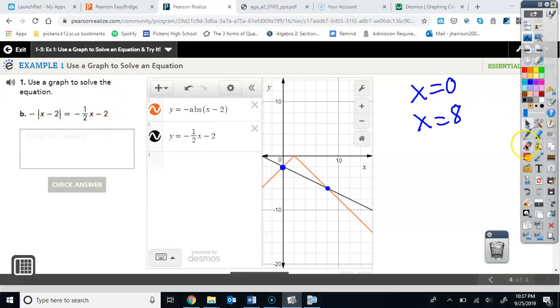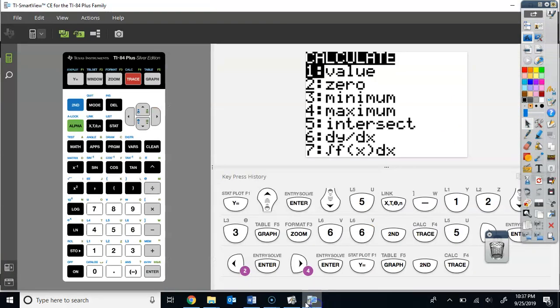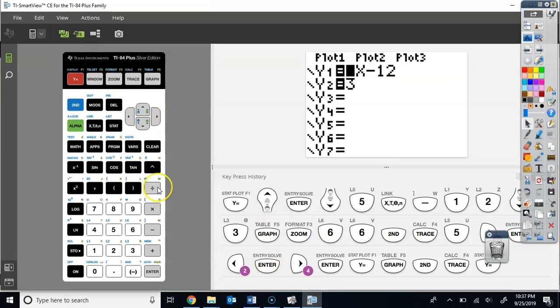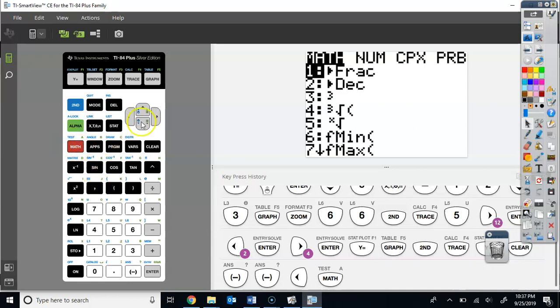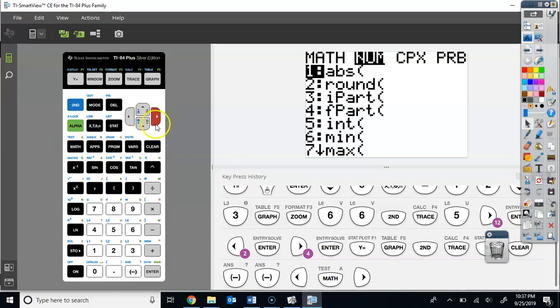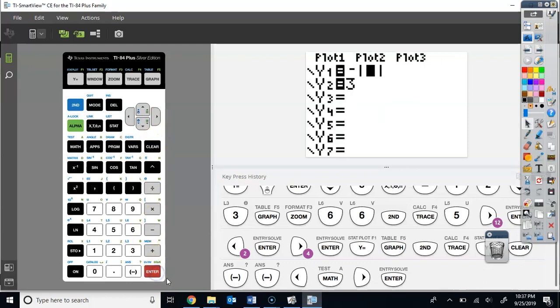Again, if you wanted to, you could use the TI calculator. I'm going to show you how to do that. You could go to the y equals screen, type in a negative. The absolute value on this one is underneath the math menu. Guys, and if you don't know how to find something, look it up. Use Google if you need to. The absolute value of x minus 2.